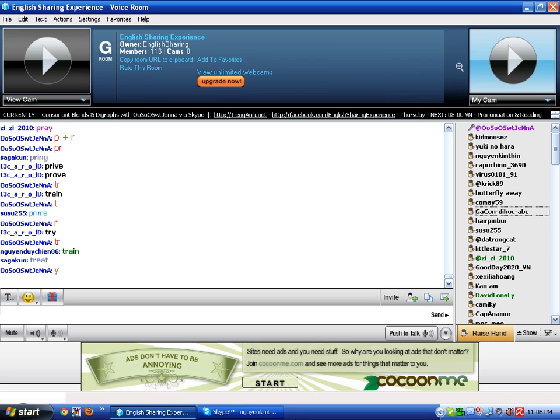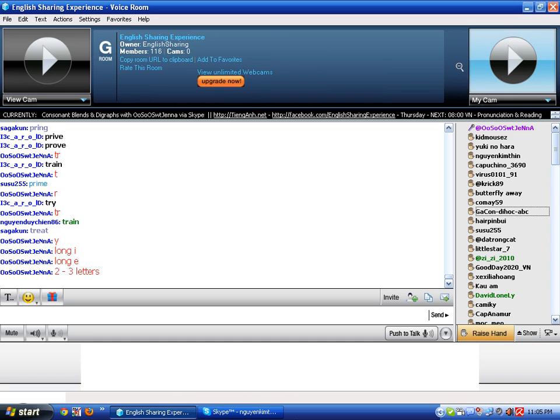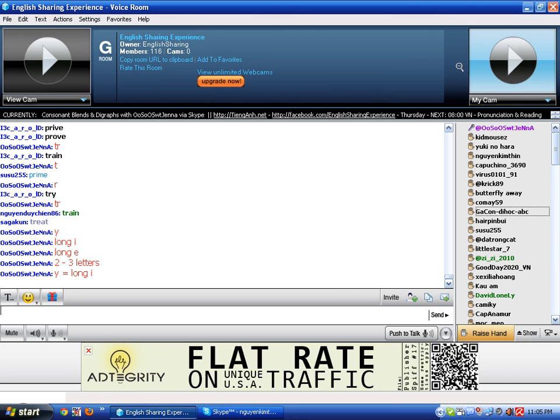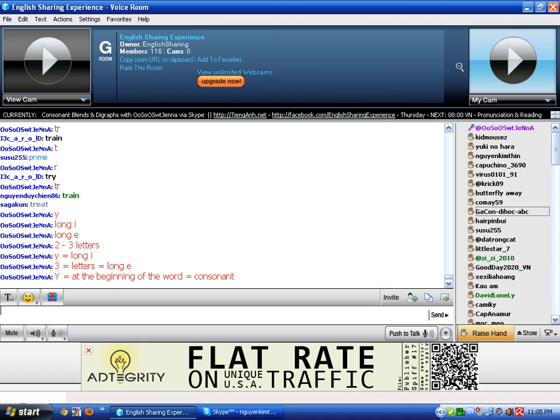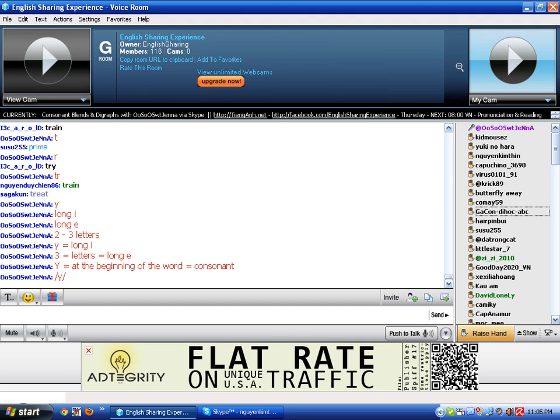Try. Remember the I? How do we distinguish if it's a long I or a long E? That's easy. If the word is a short word, like two to three letters, we know that the Y at the end is a long I. If there are more than three letters, it is a long E, correct? But if Y is at the beginning of the word, it is a consonant sound, which is a Y sound, correct?